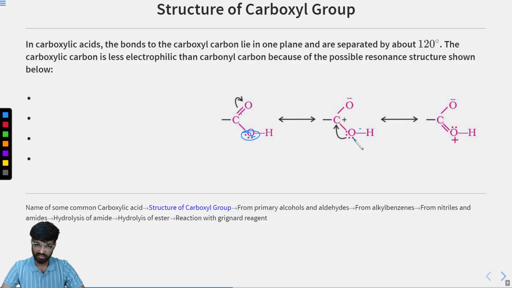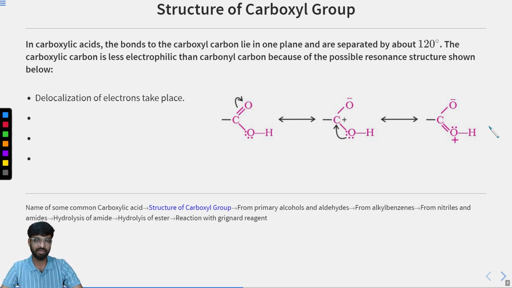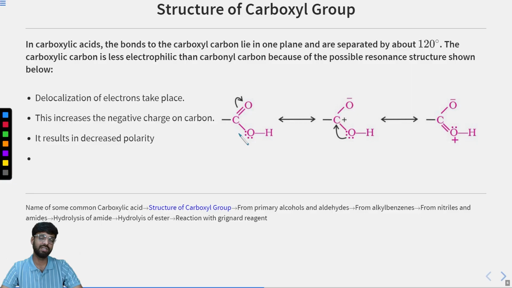Now as this lone pair is delocalized, this decreases the polarity of the carbon oxygen bond. And you know that the polarity of this bond is very important for facilitating the nucleophilic attack of the nucleophile. So in steps, first the delocalization of electrons takes place. This increases the negative charge on carbon because this oxygen is donating electrons into the carbon orbital. Then further it decreases the polarity because the negative charge is neutralizing the delta positive charge that has been created by the electronegative oxygen, and this decreases the reactivity of the carbonyl center.